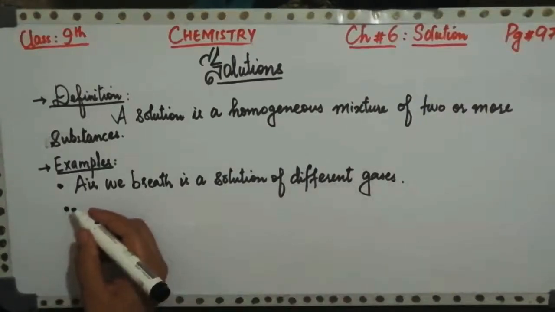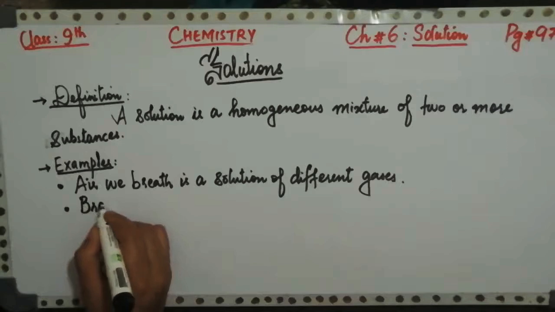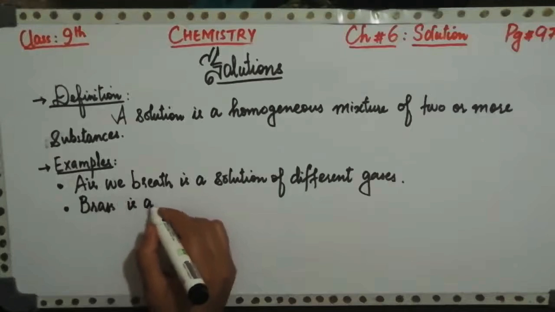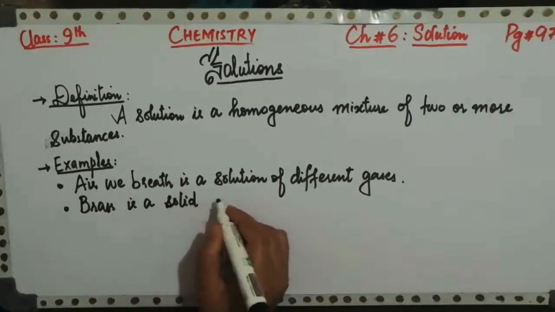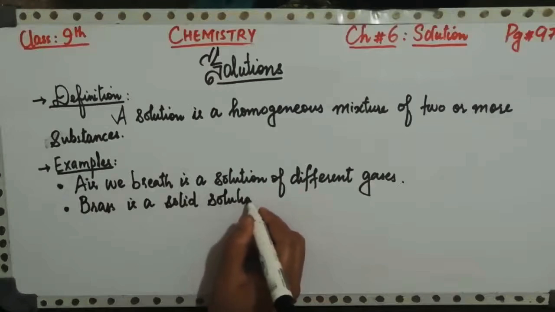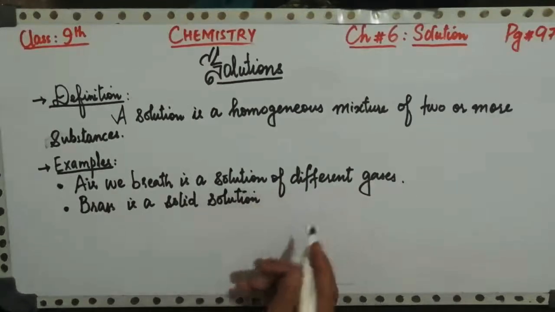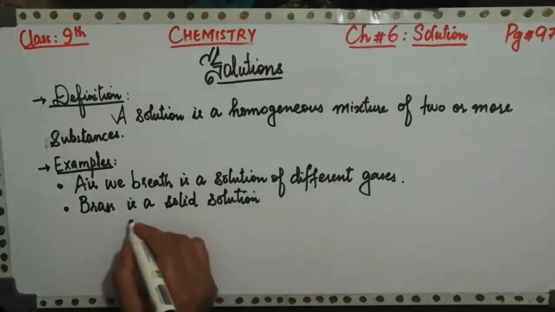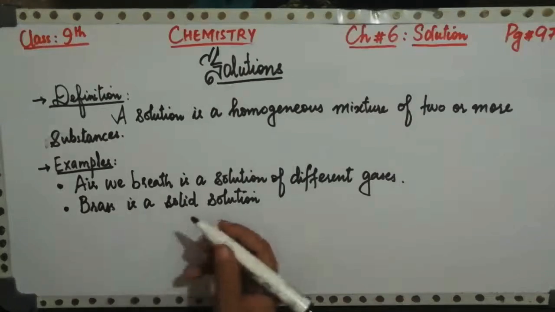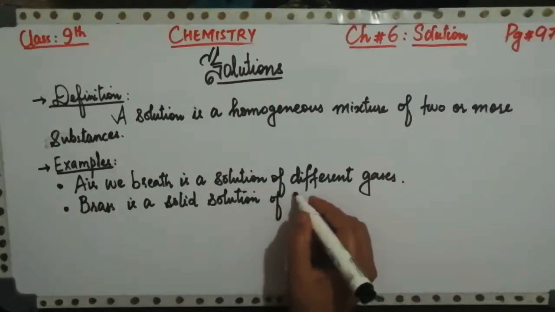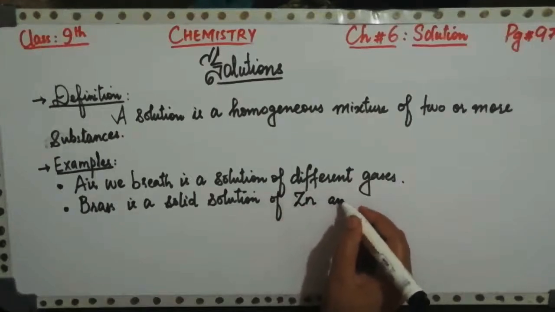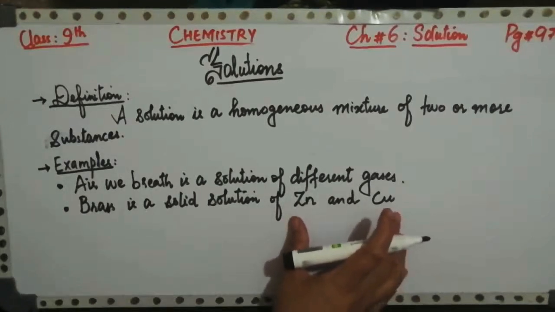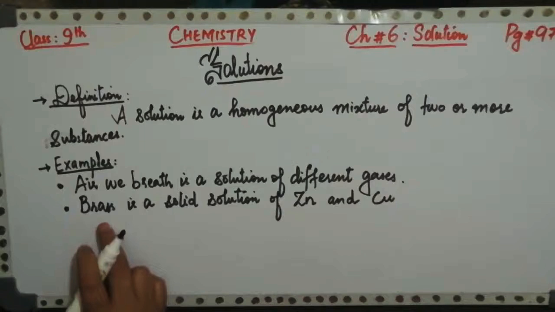Then we have next example, brass, which is a solid solution. So brass is a solid solution. It's an example of solid solution. And which two metals are basically present in brass? Because brass is the combination of 2 common metals, and these metals are zinc, Zn, and copper, Cu. So when these 2 solid substances are mixed together, then they form a solid solution in the form of brass.